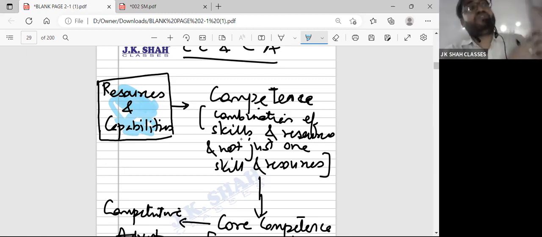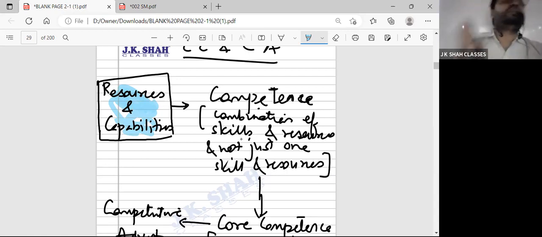With the help of these resources and capabilities, you try to become competent. What is competent? You are using those resources and capabilities which you have, and you are trying to make a product, and that product you are trying to sell. Are you the only one who is doing this? No, other companies are also doing this. So these two things are done by most of the organizations.